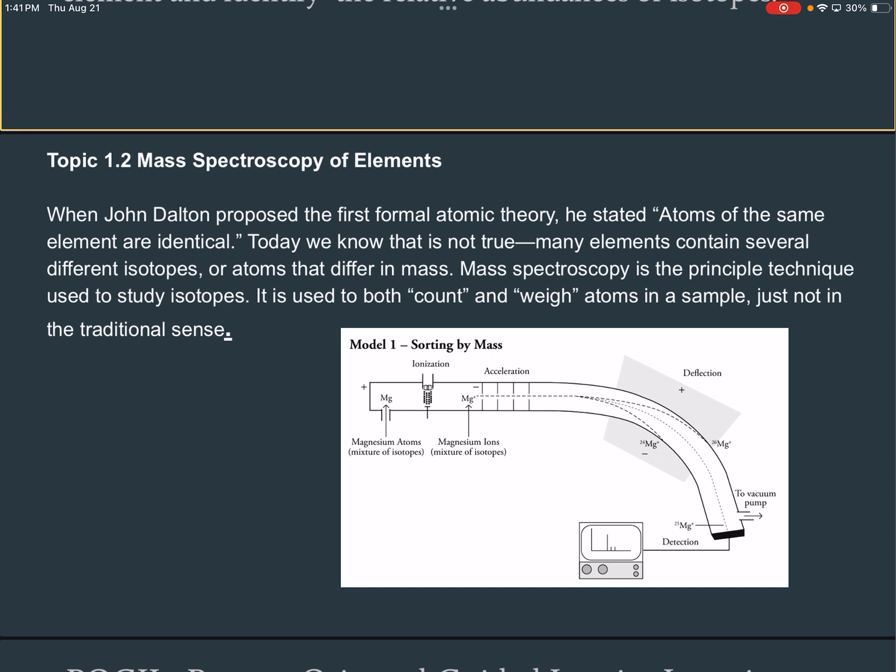Can you read the Pogo? Total time. Oh, thank you. According to Model 1, what 4 processes occur inside a mass spectrometer?